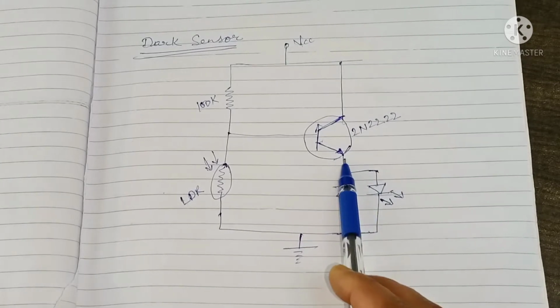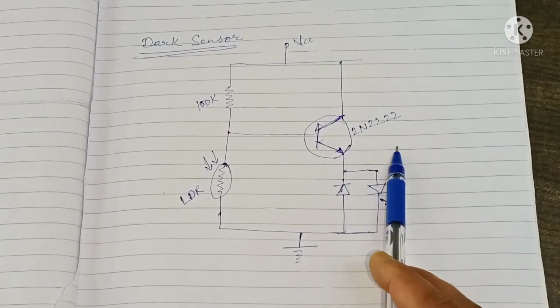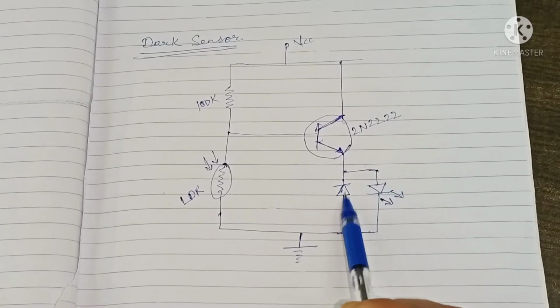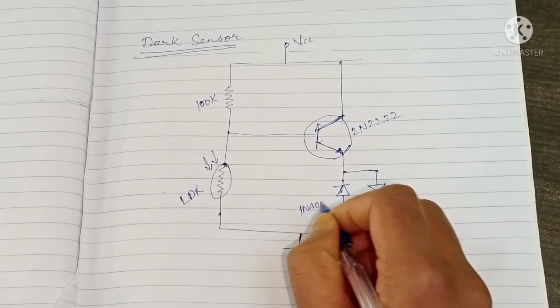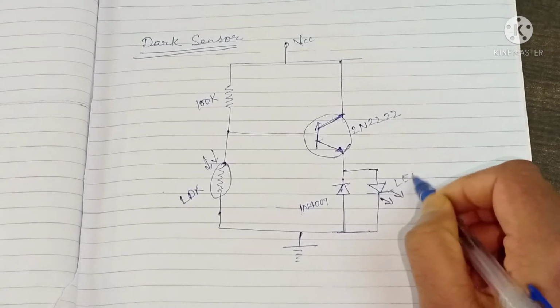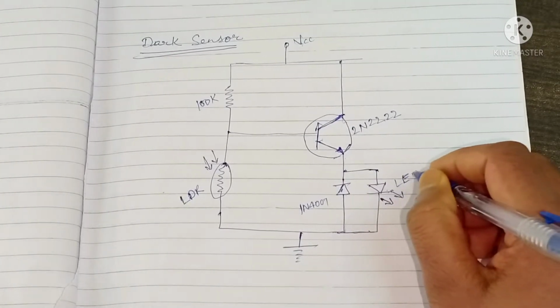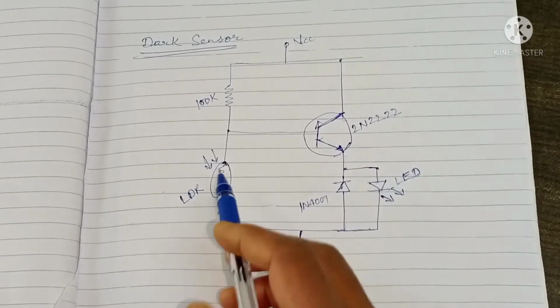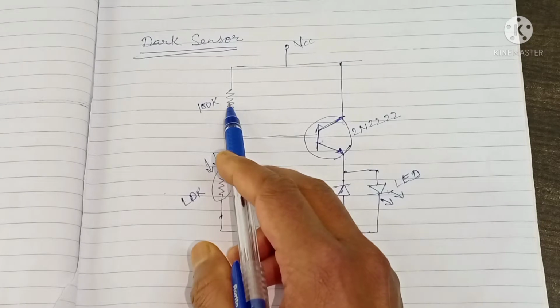I have used one transistor. This is a 2N2222 type transistor. And I have used a 1N4007 diode, and here I have used an LED, and one LDR, and this is a 100 kilo ohm resistor.